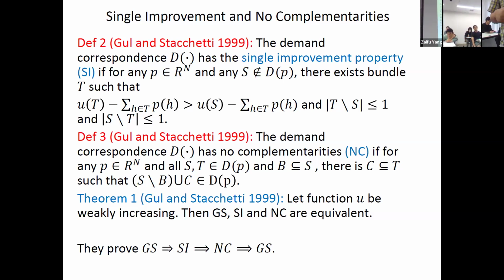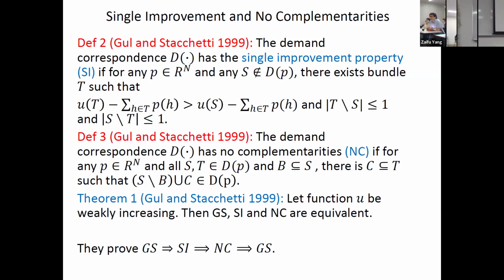So basically, it shows that those atoms have no complementarities between them. And what Gul and Stacchetti proved is that this... Sorry, I didn't follow. In what sense, intuitively, does definition 3 show the non-complementarity?